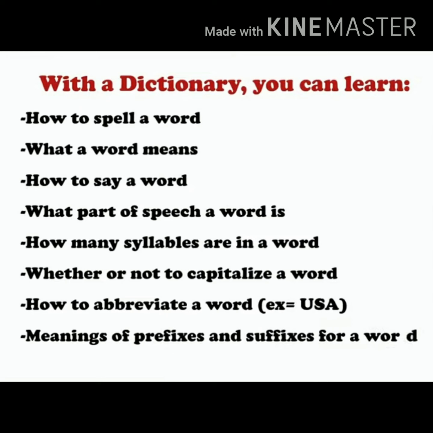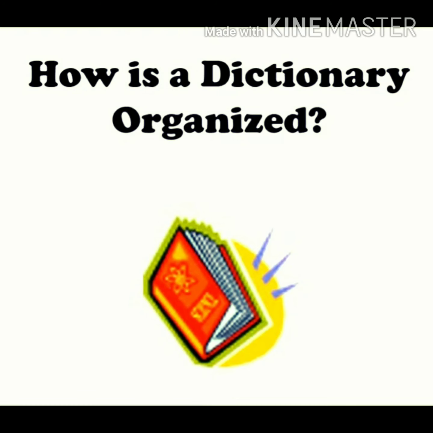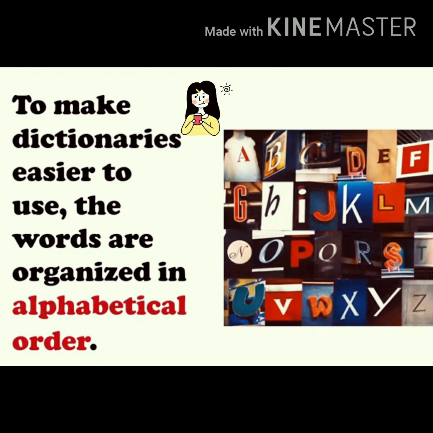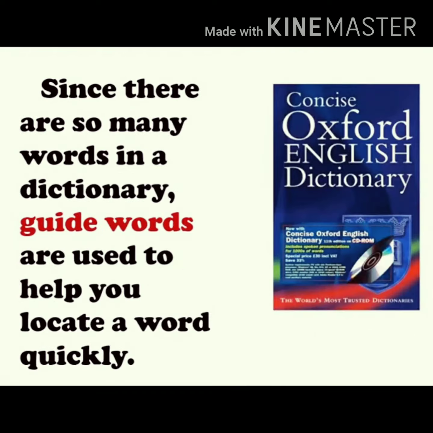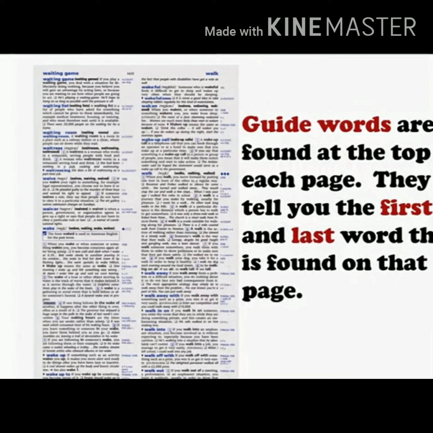Now let's move forward to the next slide. How is a dictionary organized? Let's learn. To make dictionaries easier to use, the words are arranged, or organized, in alphabetical order. Since there are so many words in a dictionary, guide words are used to help you locate a word quickly. Let me tell you what guide words are. Guide words are found at the top of each page. They tell you the first and last word that is found on that same page.